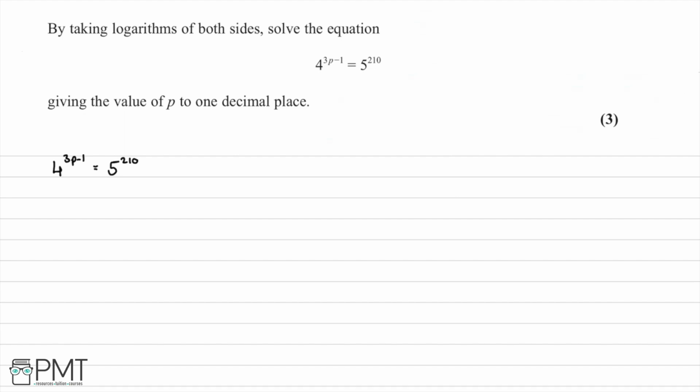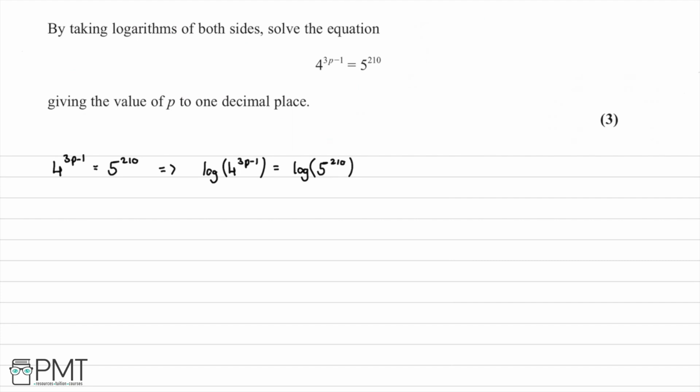So we know that we can take logarithms of both sides, and then this is going to leave us with log of 4 to the power of 3p minus 1. And we know that that's going to be equal to log 5 to the power of 210.